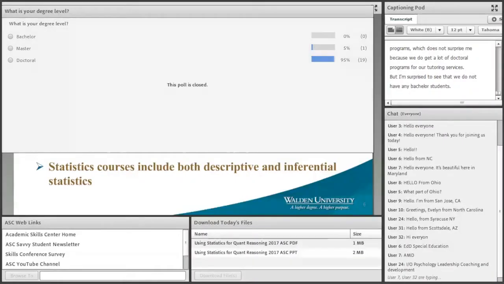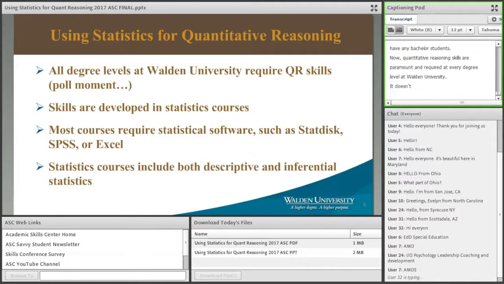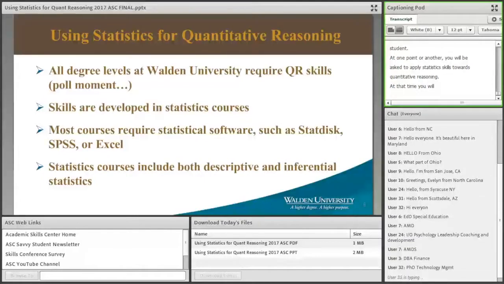Quantitative reasoning skills are paramount and required at every degree level at Walden University. It doesn't matter whether you are an undergraduate, master's, or a doctoral student. At one point or another, you will be asked to apply statistics skills towards quantitative reasoning. At that time, you will probably be in a statistics course. That's where you will be introduced to quantitative reasoning, and you'll be asked to apply statistics to analyze a data set, formulate a research problem, and interpret statistical results to draw relevant conclusions.